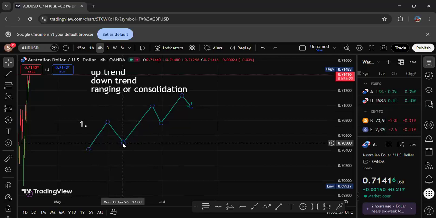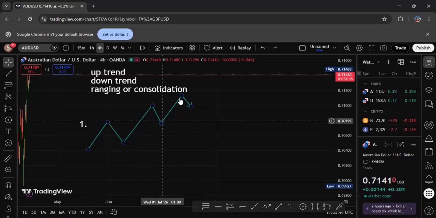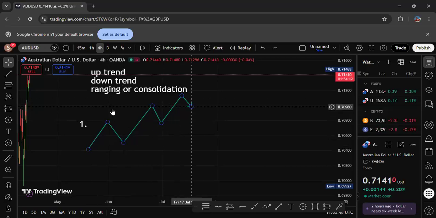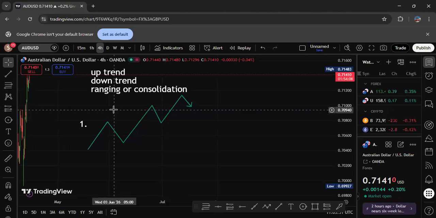Retracement, you throw something up, it is retracing down, like it's coming down. So this is a retracement, this is a push up, this is a retracement, this is a push up, this is a retracement. So this one here is an uptrend.